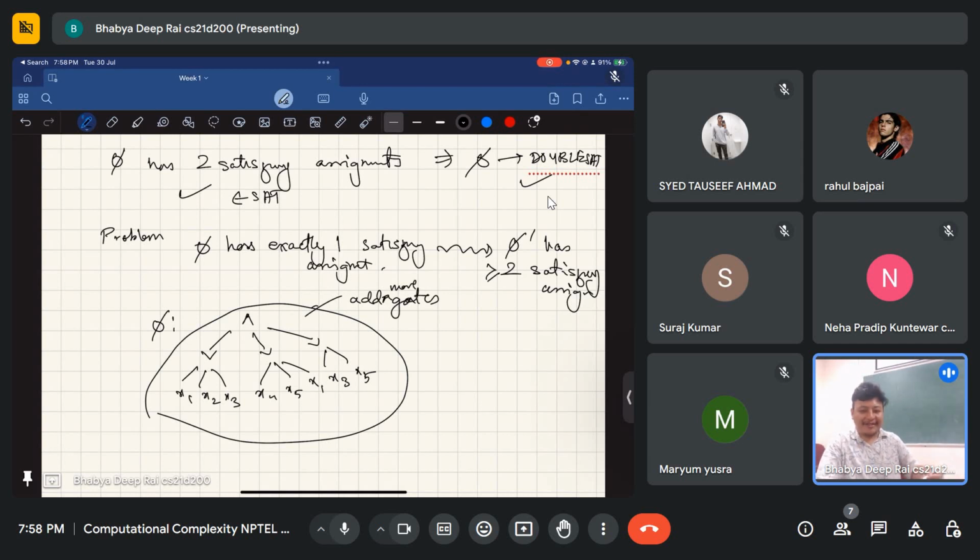Add some more gates here or some more inputs here, and then transform the formula in such a way that if I have one satisfying assignment for this, then I'll have at least two satisfying assignments for this. Think about it. Okay, I'll do it first thing in the next session.